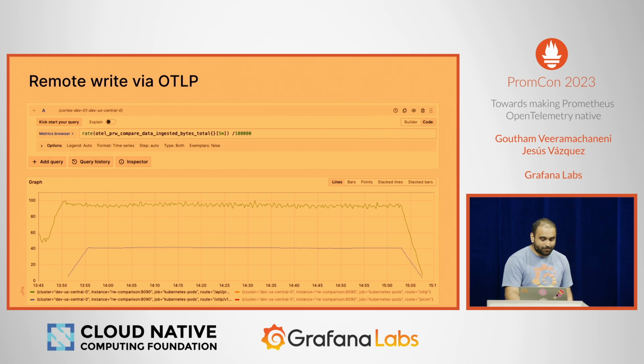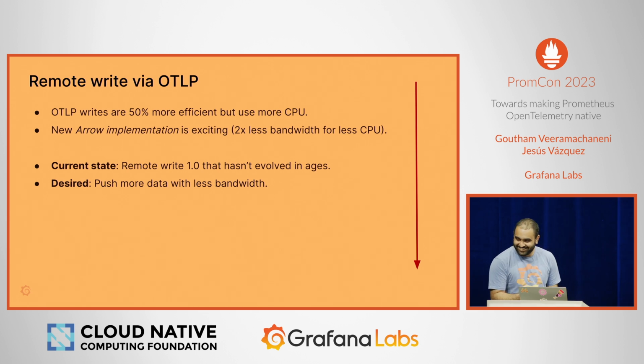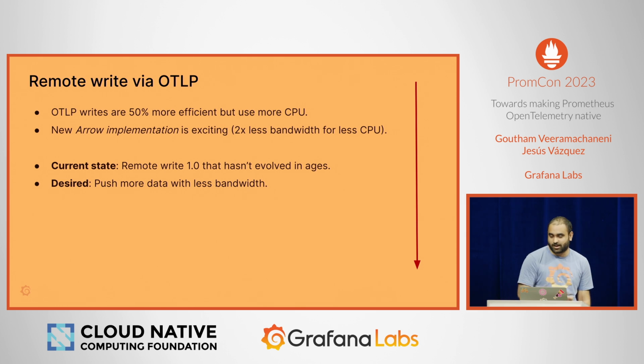So basically, we are looking into making Remote Write more efficient and maybe even adopting OTLP. One of the reasons for that is there's a new Arrow implementation of the OTLP protocol, which uses half the bandwidth of the non-Arrow implementation, while also using half the CPU of the non-Arrow implementation. I put an arrow there for the Arrow protocol. I love the fact that this is happening. This is also pushing Prometheus to innovate more, and we probably will have a Remote Write 2.0 because of this, and I'm really excited for that.